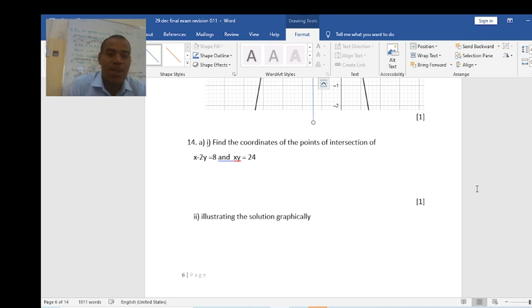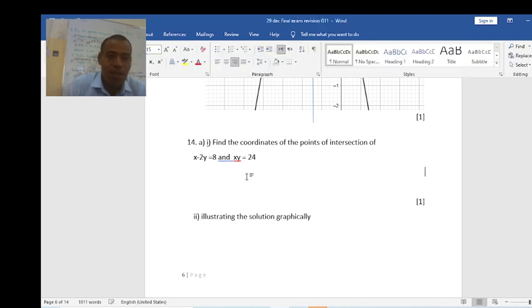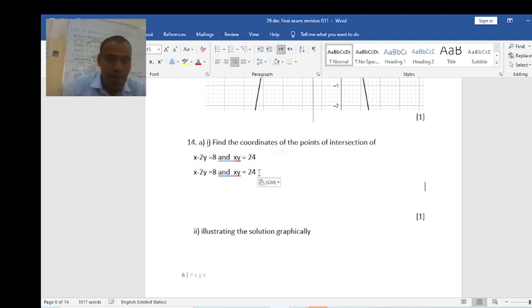For the second part, we have to find the coordinates of the point of intersection of x equals 2y plus 8 and xy equals 24. Here, my learners, I will label these as equation 1 and equation 2. This is equation 1, but I want to write x in terms of y. So x is equal to 2y plus 8. Clear?